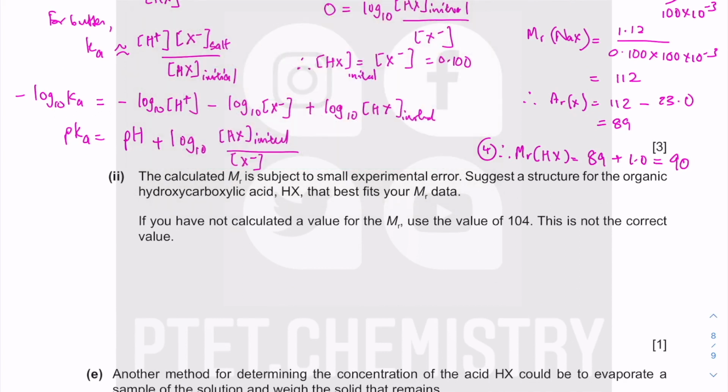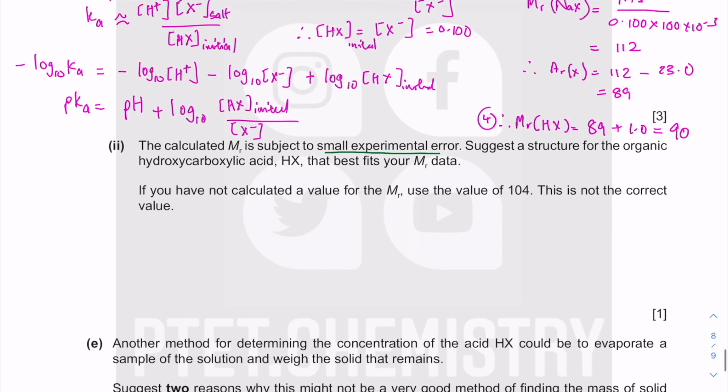Anyway, so the calculated MR is subject to small experimental error. As usual in every single experiment, there is always experimental error. So suggest a structure for the organic. It's an organic hydroxy carboxylic acid that best fits your MR data. Hydroxy means it has OH, an alcohol OH. Carboxylic acid means it has COOH.